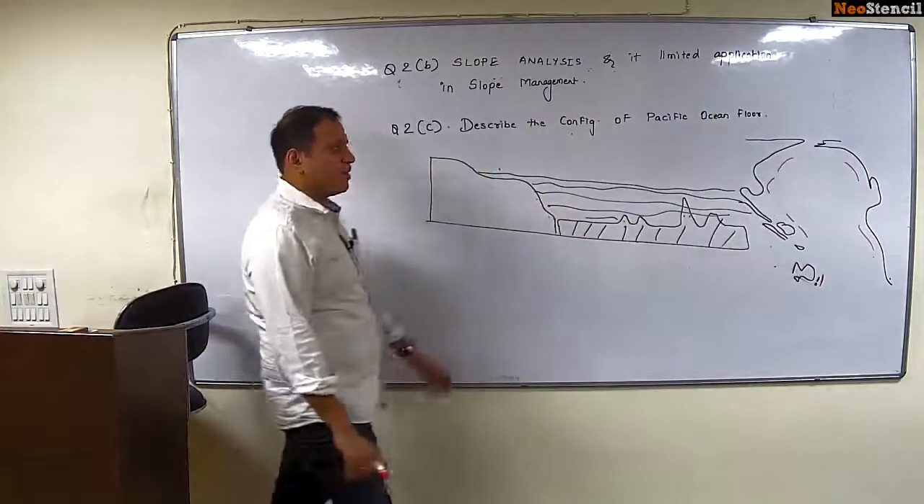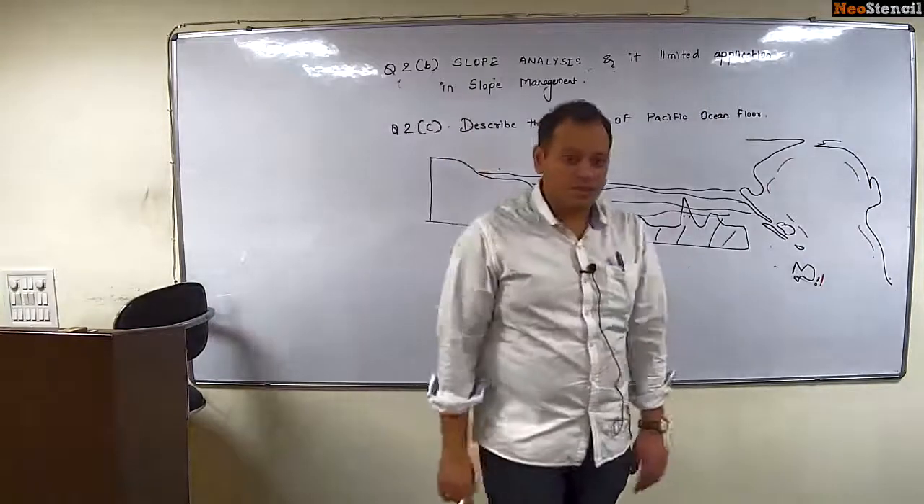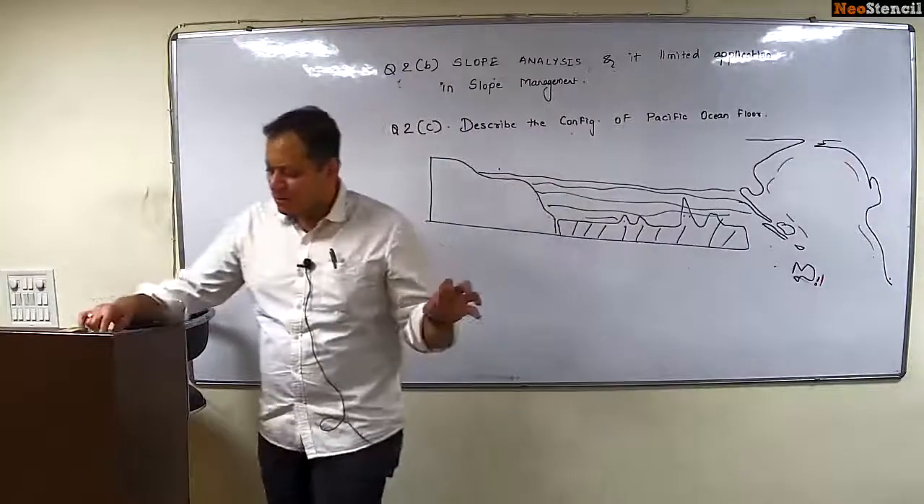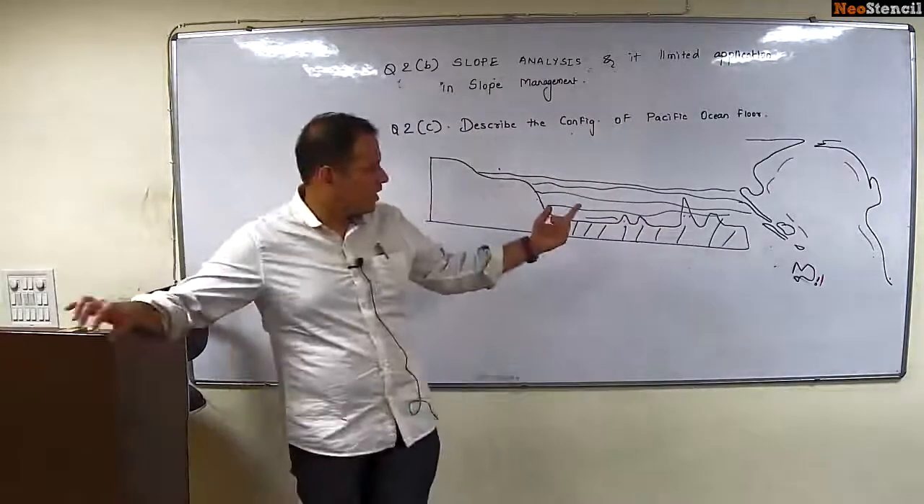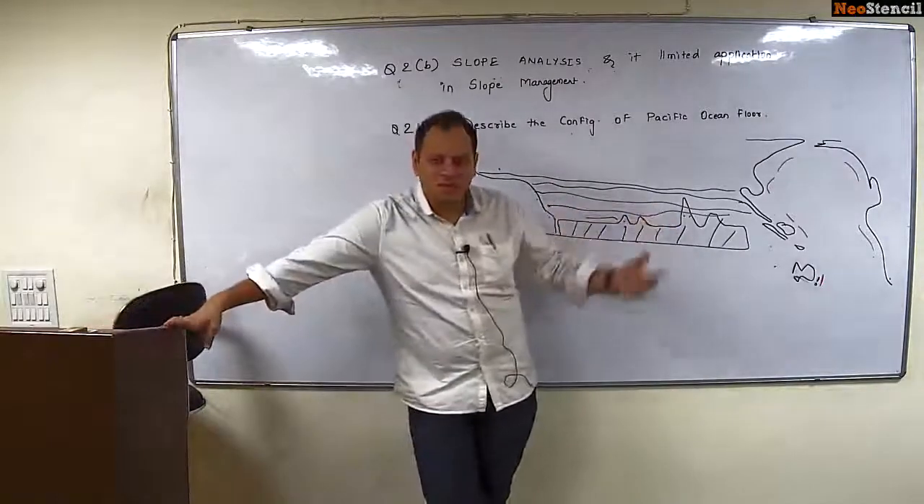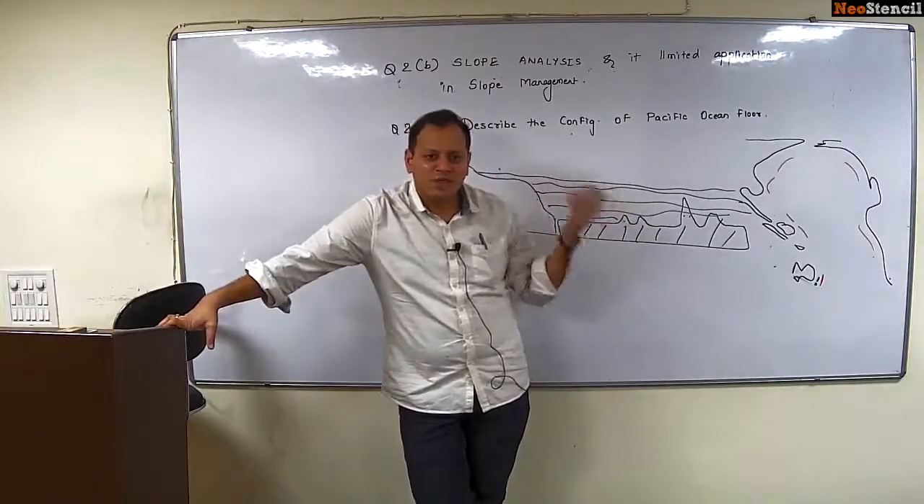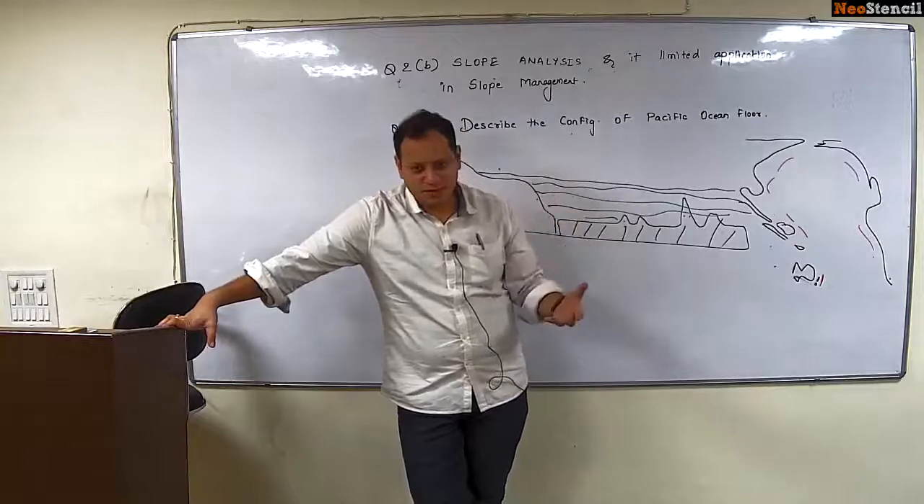Mid-oceanic ridge, now the Pacific Ocean does not have a mid-oceanic ridge as such. But there are plateaus, there are ocean ridges, there are some submarine features, seamounts are there, for example guyots are there, and this is what you have to describe here in the description of the Pacific Ocean floor.